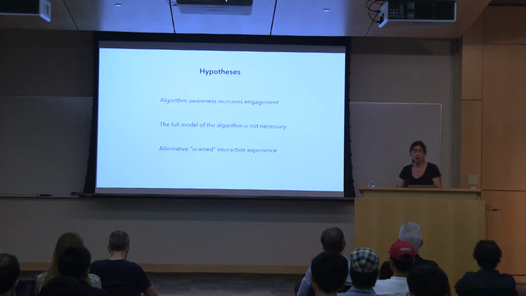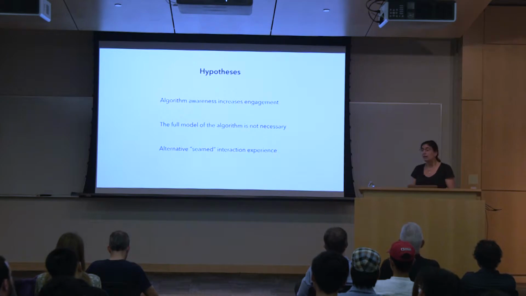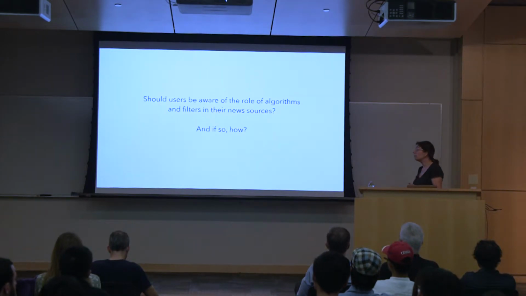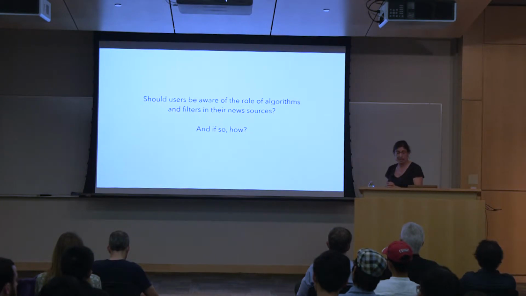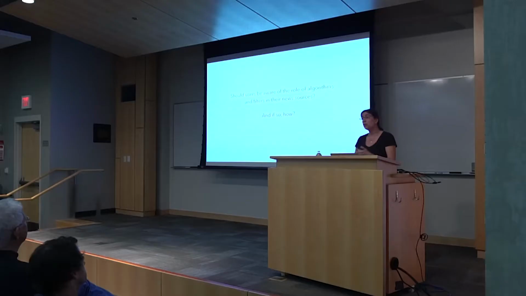Unfortunately, we had to phase it out because the API that it used no longer functions. These hypotheses led to some questions, though. Should users be aware of the role of algorithms and filters in their news feeds? And if so, how? And this is where I would love your help, because we're at the baby stages of this.